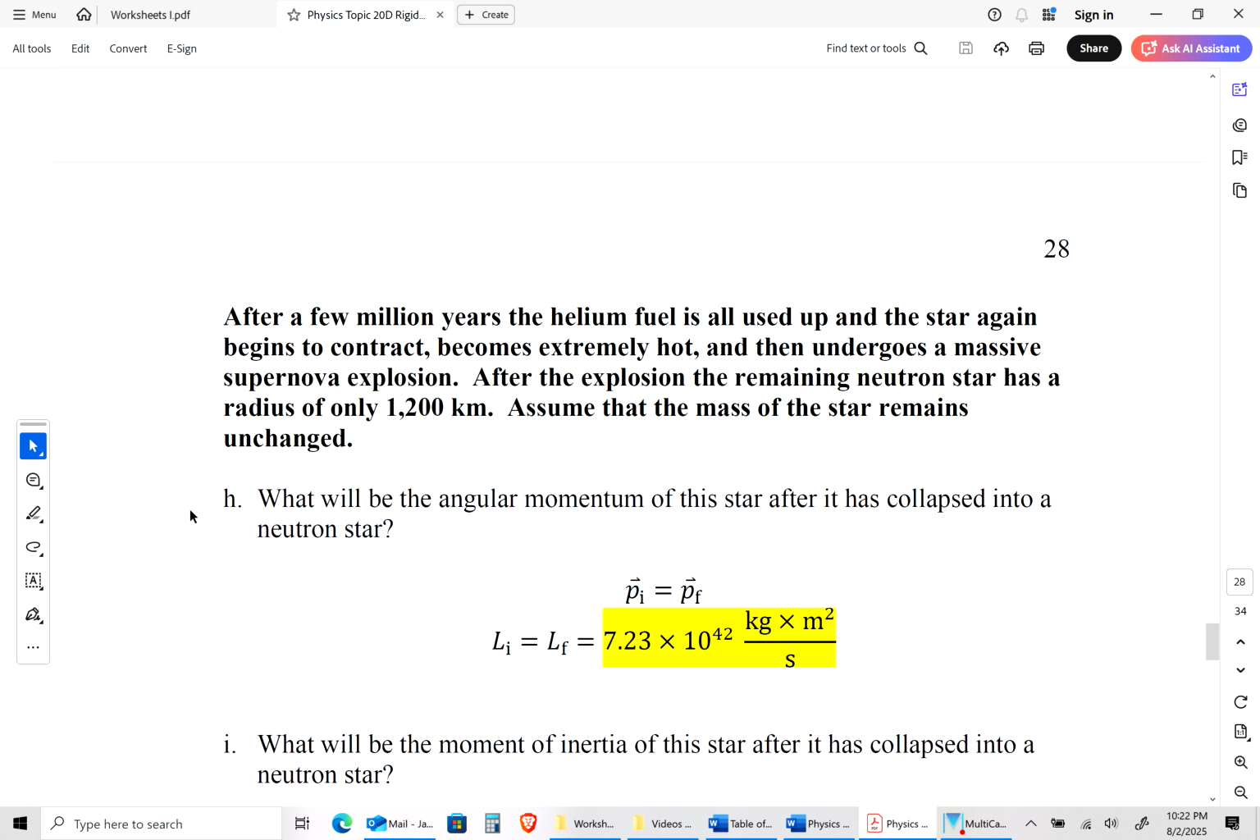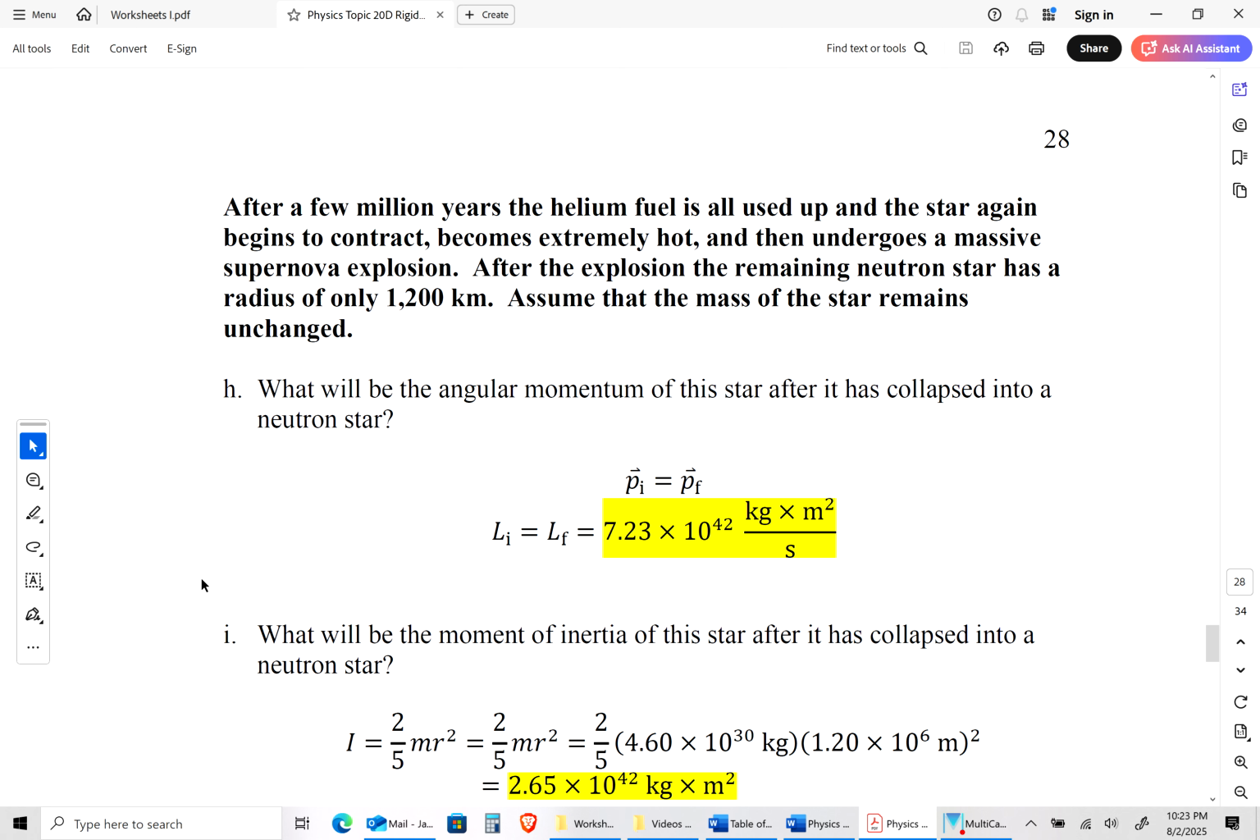After a few million years, the helium fuel is all used up and the star again begins to contract, becomes extremely hot, and then undergoes a massive supernova explosion. After the explosion, the remaining neutron star has a radius of only 1,200 kilometers. Assume that the mass of the star remains unchanged. Part H, what will be the angular momentum of the star after it has collapsed into a neutron star? Angular momentum is conserved, so L initial equals L final.